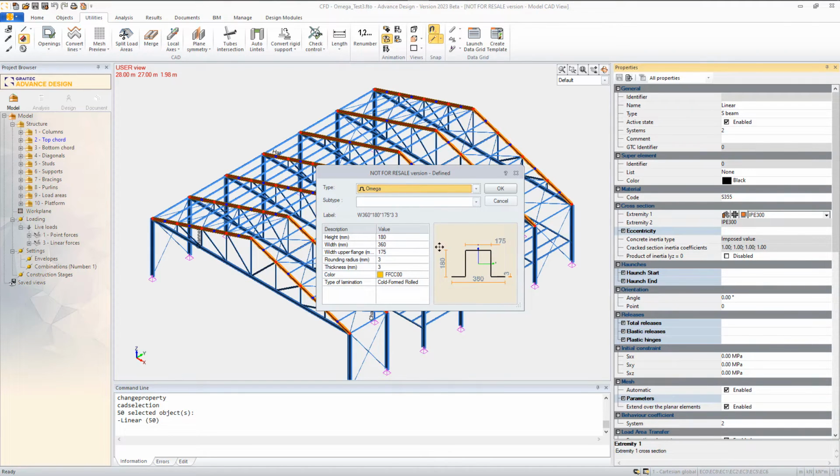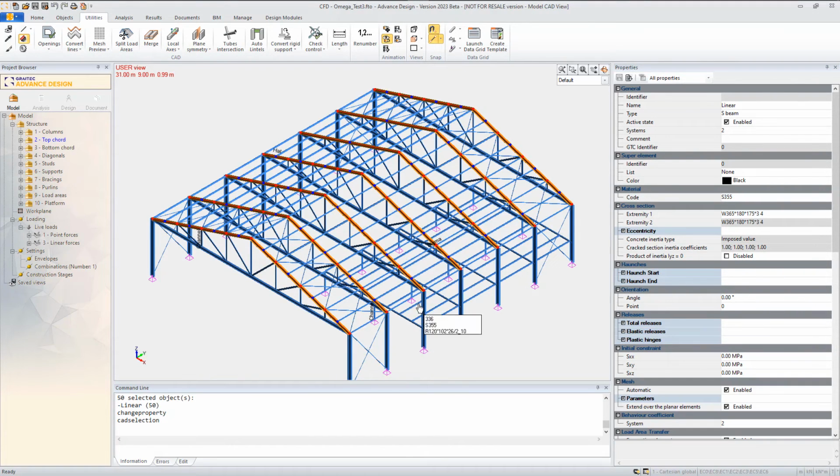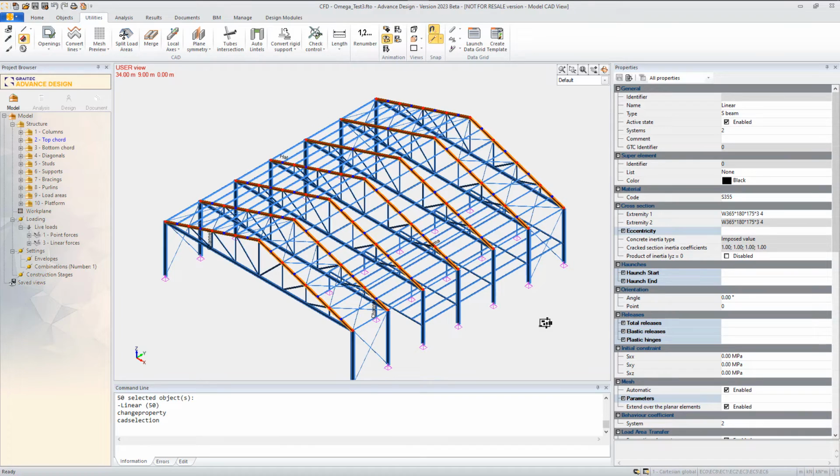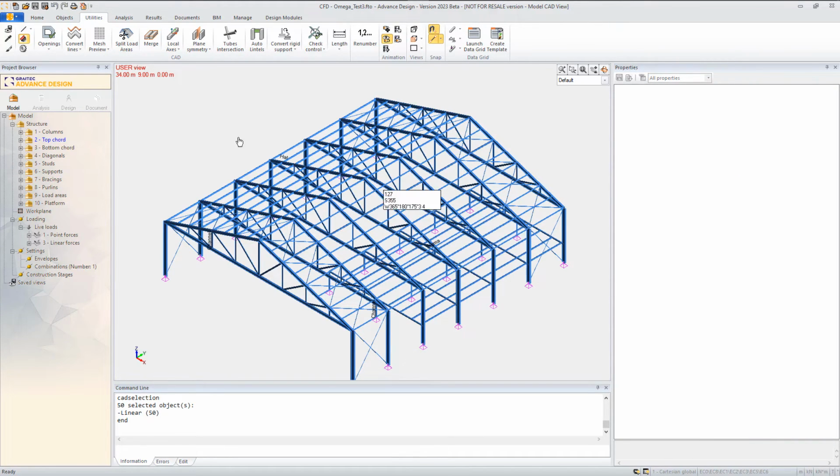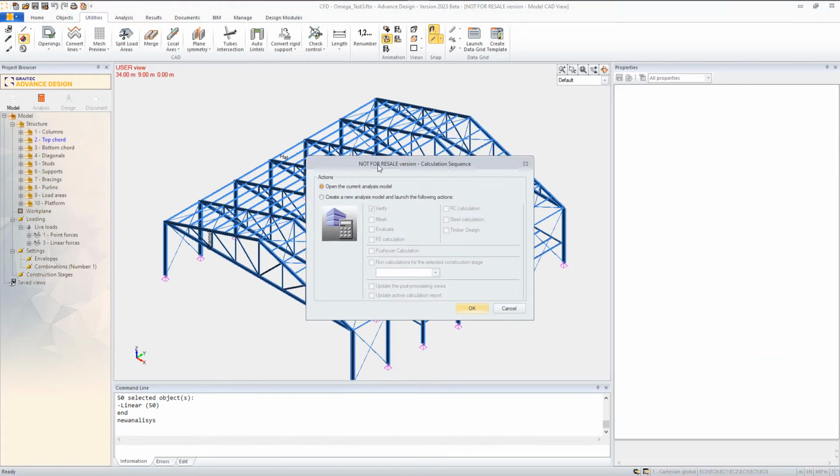I got a 180 for the height. I can make the width 365, 175 for the top flange. I can increase the radius, and I will keep a 3mm thickness, and I will go with that. And at this point we can just run a finite element calculation to check the internal forces that we get in there.